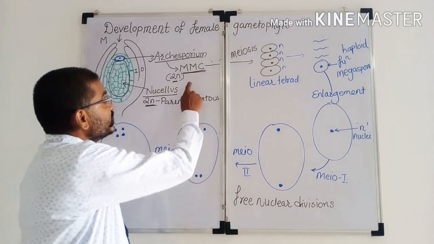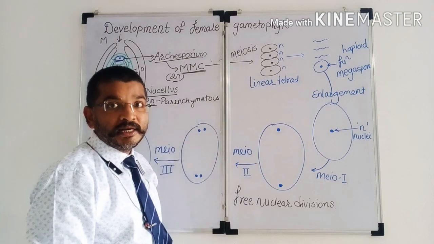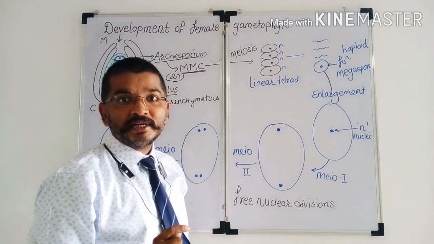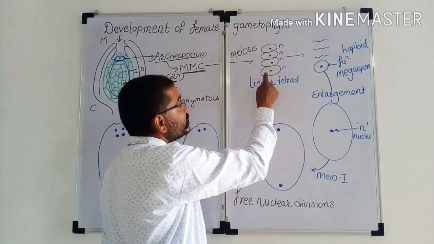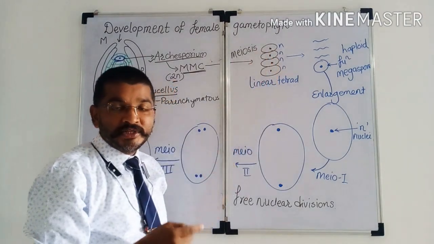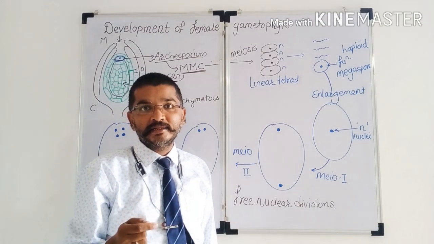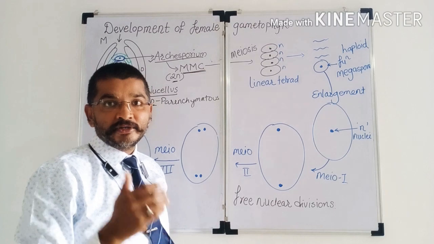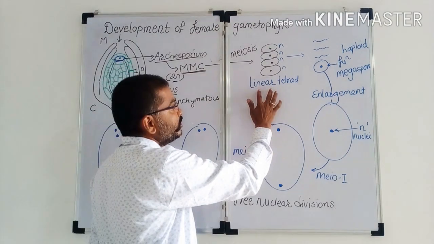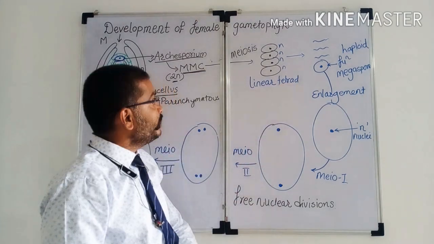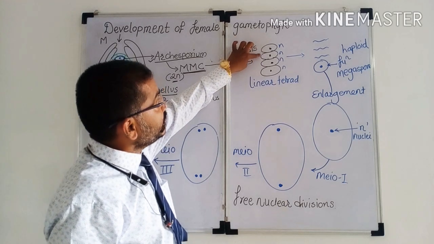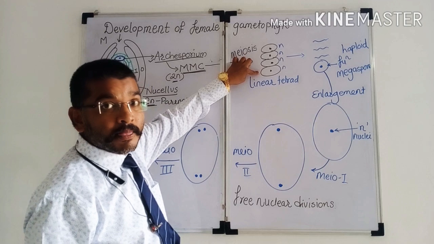Now this megaspore mother cell undergoes meiosis, and therefore 4 daughter haploid megaspores are formed and they are arranged one above the other, in a linear manner. Therefore, they are 4 in number and arranged in a straight line, so it is called a linear tetrad. How many haploid daughter cells are formed here? 1, 2, 3 and 4.